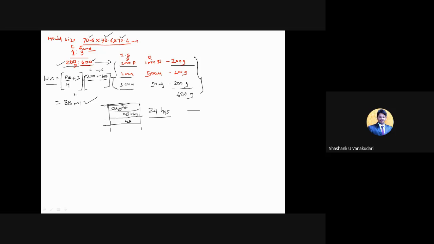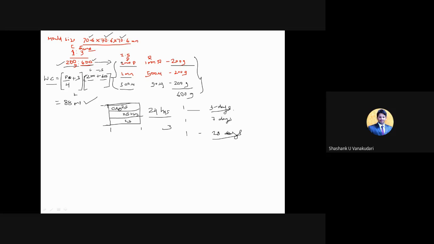Okay, so when we have prepared 3 cubes, clear. So one cube we will keep for 3 days curing, so that you will come to know the compressive strength for 3 days, and one more cube you can keep for 7 days, and one more cube you can keep for 28 days.